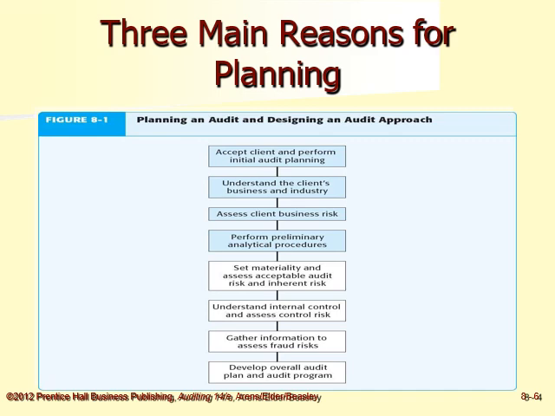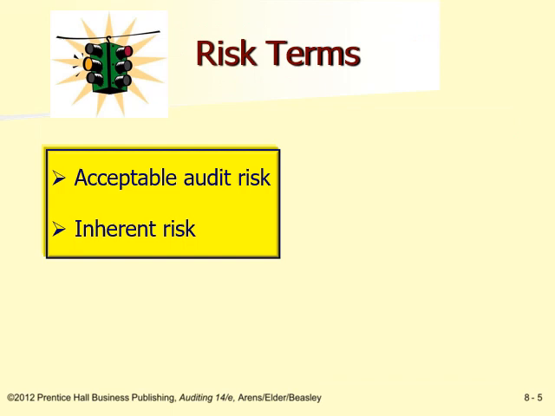Next, the main reasons for planning. Under the planning process, first we have to accept and perform initial audit planning, which is accept or continuance of the client. So we just focus on understanding the client, business, and industry. The next one is assessing client business risk. We will focus here. Before that, we have to understand two risk terms. First is what we call acceptable audit risk. What is the meaning of acceptable audit risk?